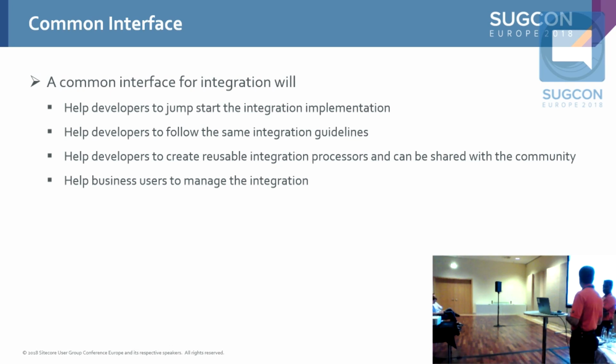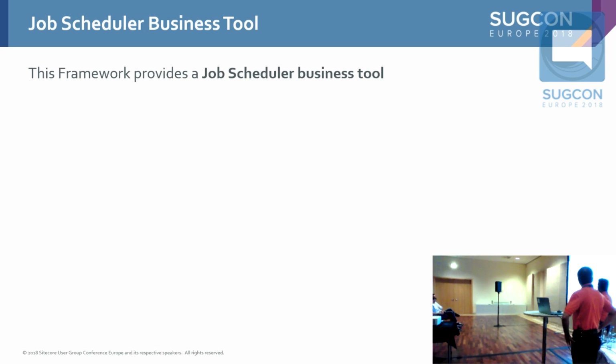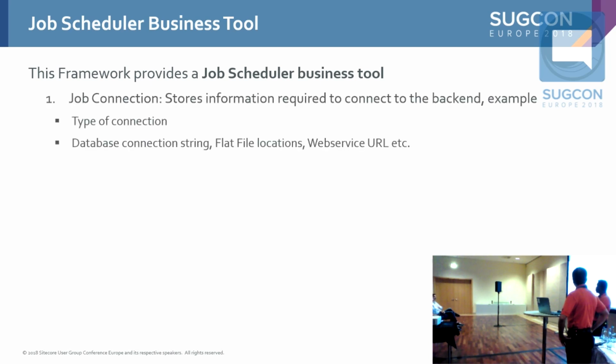Also, there are things that we built in this framework which actually help the business user to use the framework. So you want to empower the business user so that they can configure the integration and use the business tools. So this framework provides a job scheduler business tool. Like Sitecore Commerce comes with business tools for merchandising, customer management, all those things. So we build this framework in the same business tool so that you can configure several things.